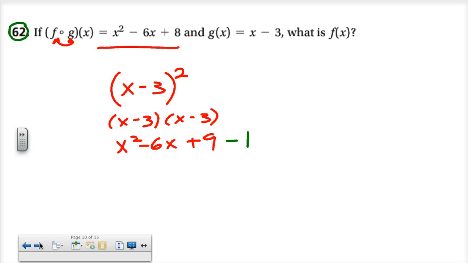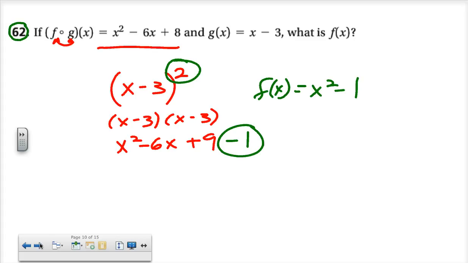That's all they did. They squared it, and then they subtracted 1. So f of x equals x squared minus 1. All you do is work backwards as to how these numbers came to be in the positions that they are in.